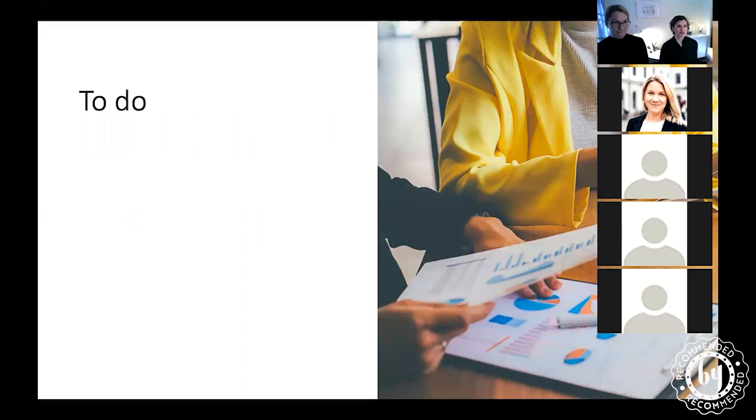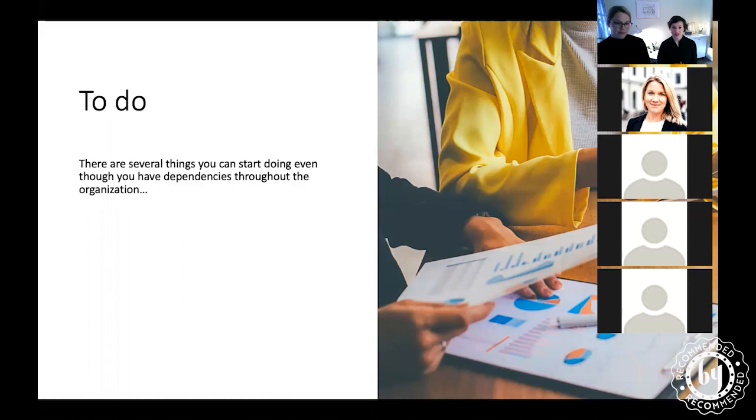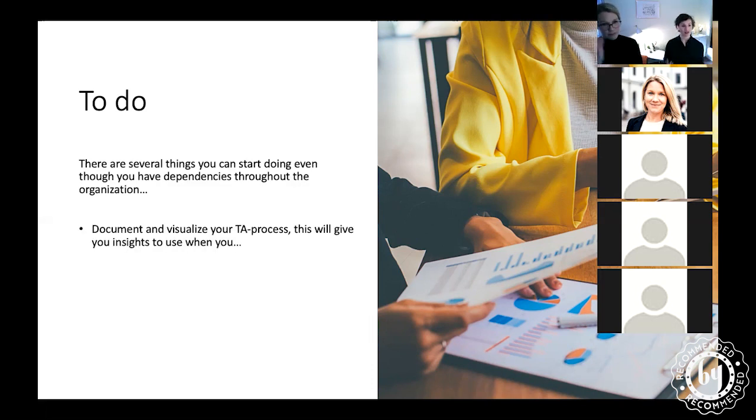So what should you do? There are several things that you can do, even though perhaps your dependencies throughout organizations, or if you're stuck somewhere and you don't see this actually happening, because it's quite a challenging mindset. But you can start very easily by starting to document and visualize your TA processes. And this gives you a great insight. And it's super simple. You don't even need to have Post-it notes. You can just write it down. What do you do? Where do you spend your time? How does the process look like?